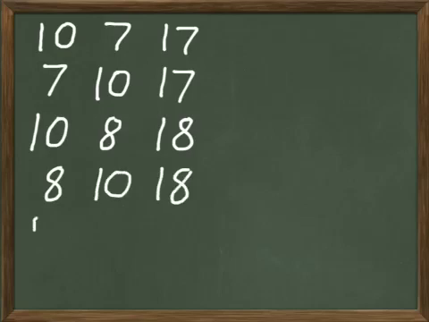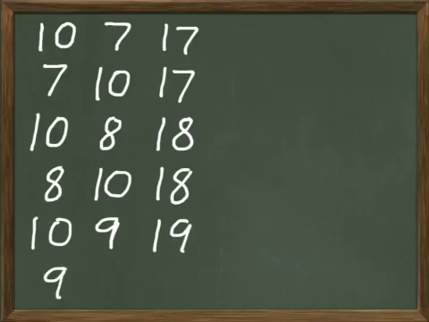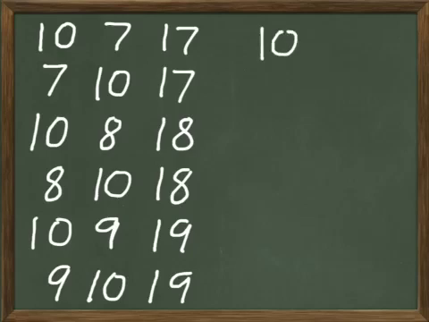All right, how about 10 and 9? 10 and 9 make 19. So 9 and 10, let me do that again. 9 and 10 also make 19. All right, one more. 10 and 10 make how many? 20. Just like we saw with our Roman numeral, huh?